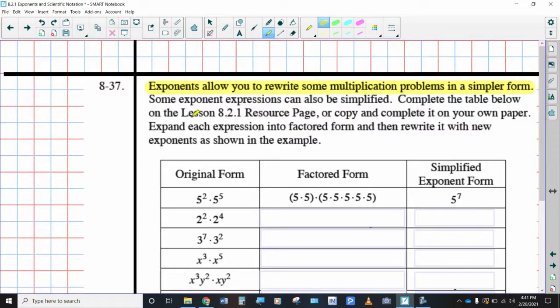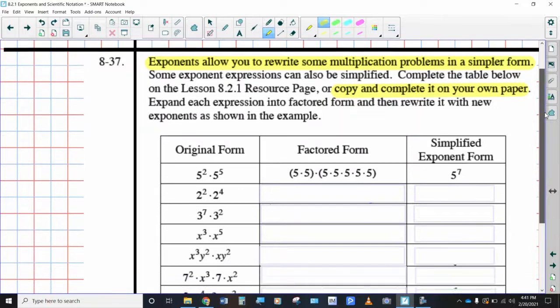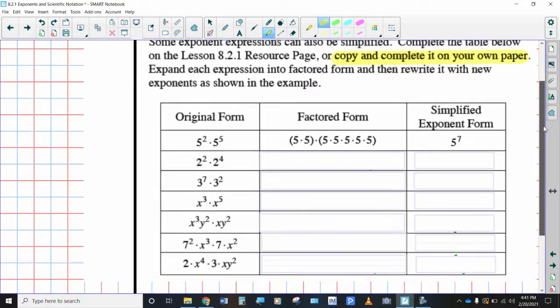Complete the table below on the resource page 8.2.1 or copy and complete it on your paper. I would just recommend you do this, but I will make sure if it's not already there that this resource page is on the Google Math page so that you could print it off if you chose to. But to me, I just think creating the table, by the time you set everything up and print it, you might as well just copy it down.